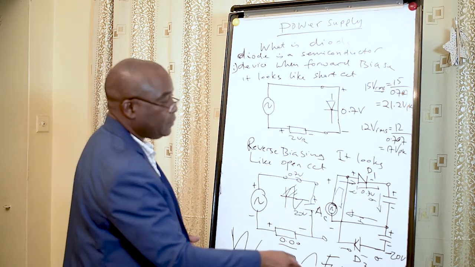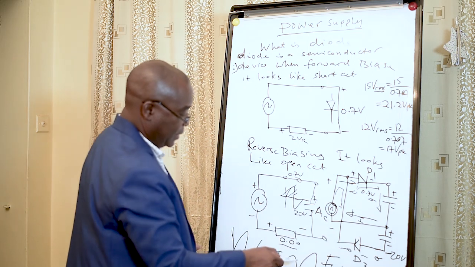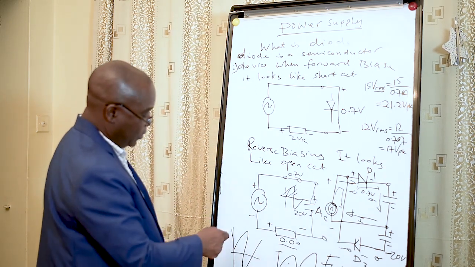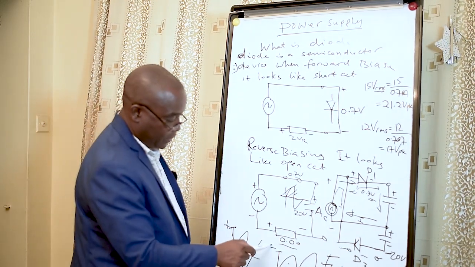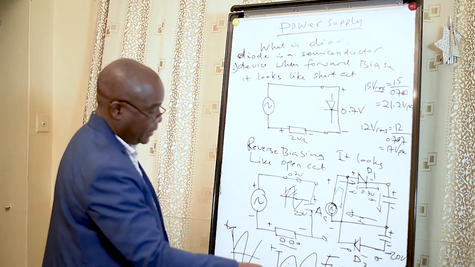So when we measure across the capacitors, we'll get the sine wave like this one. When we take a look at your oscilloscope, positive, negative, we'll see sine waves will look like this one.